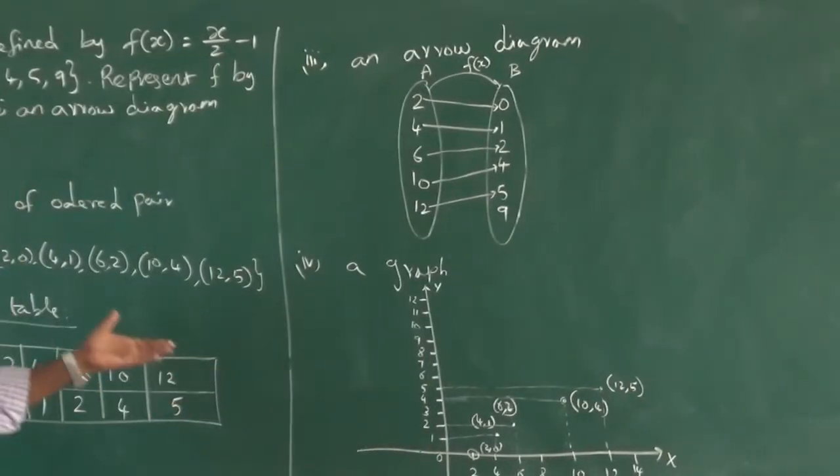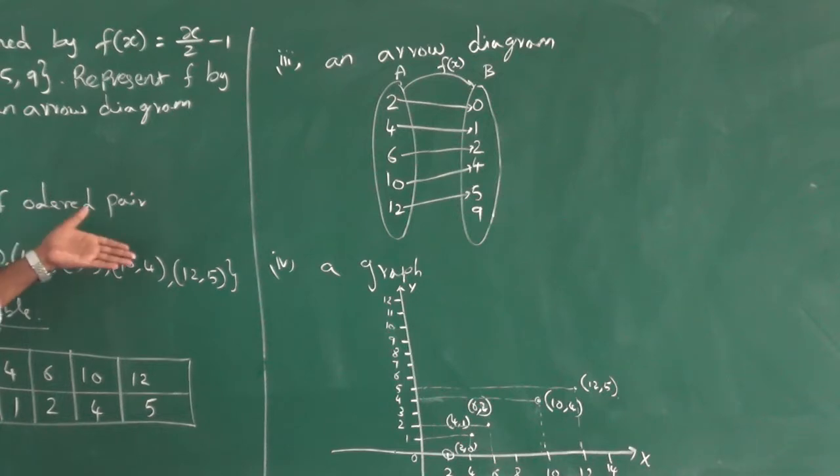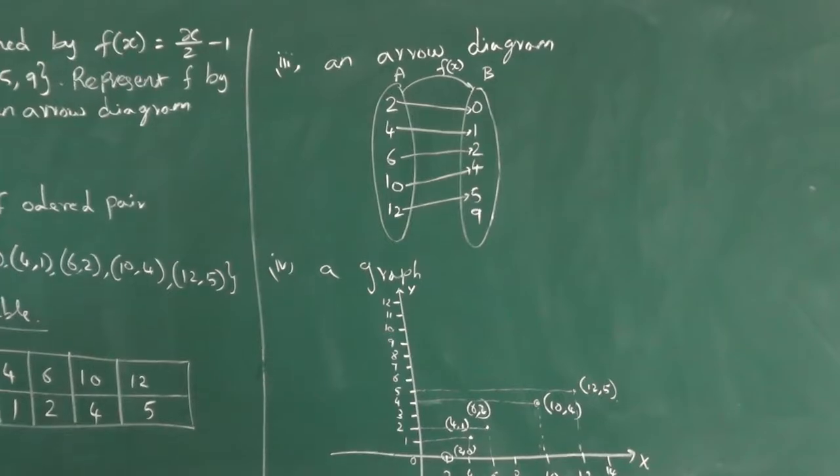These are the forms in which the function is represented in different methods: set of ordered pairs, and then table, and arrow diagram, and then a graph.